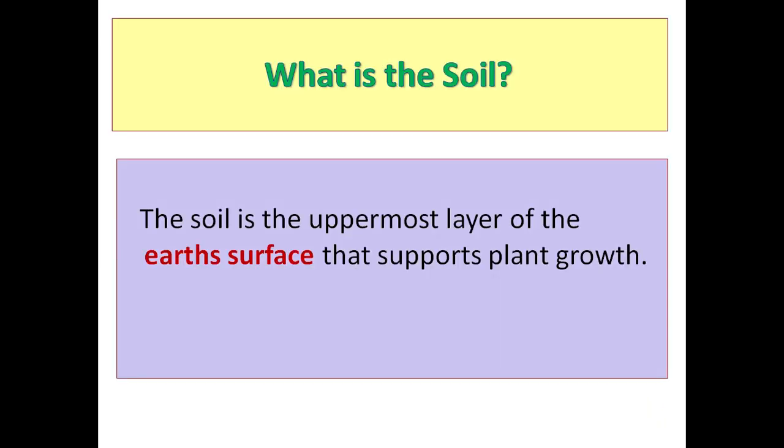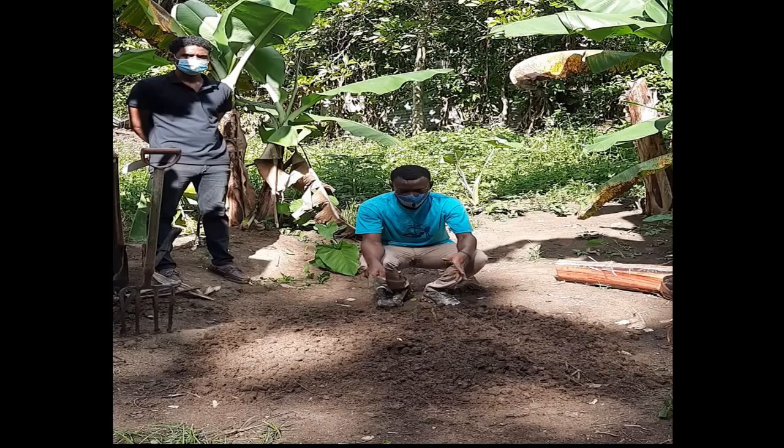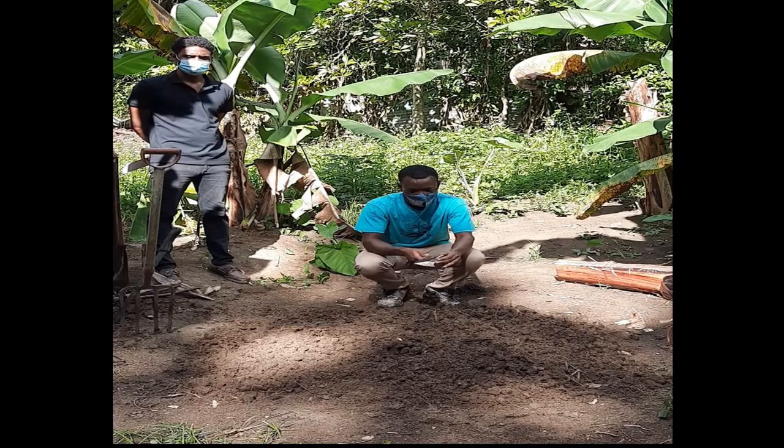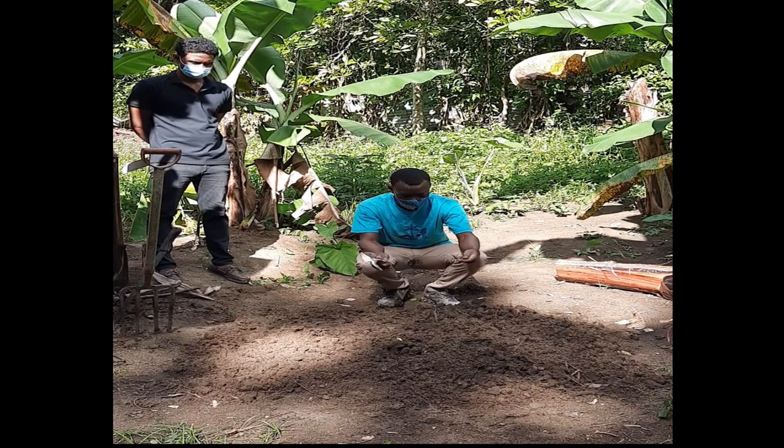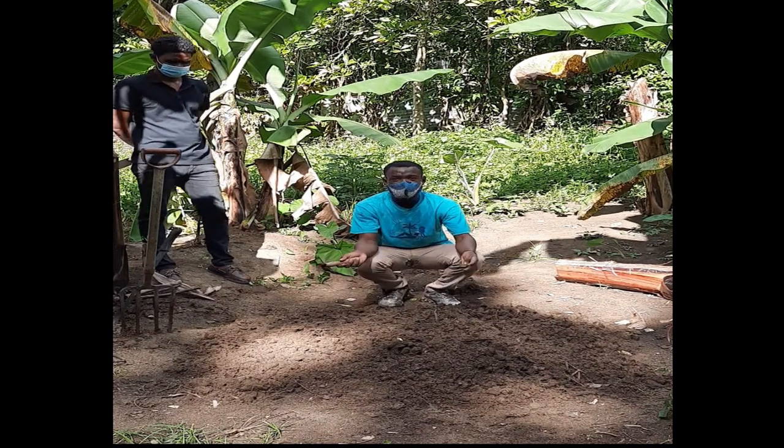Alright, so let's get into the lesson. Today's lesson is soil. Let us look at a brief definition of what soil is. The soil is the uppermost layer of the earth's surface that supports plant growth. What this is saying is that not all parts of the earth or the land is the soil. It's just that part where the roots of the plants are in, etc.